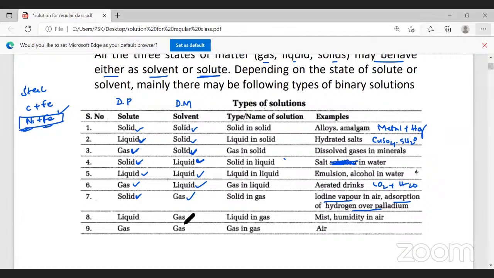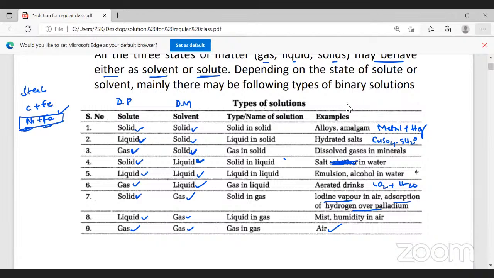Next is liquid as the dispersed phase and gas as the dispersed medium. Those kind of solutions are called liquid in gas. Mist, humidity in air. Mist is nothing but water molecules in the atmospheric air. Likewise, the last type of solution is where gas is the dispersed phase and gas is the dispersed medium. Those kind of solutions are called gas in gas. An example is atmospheric air. I gave you the example in the beginning of the class also.